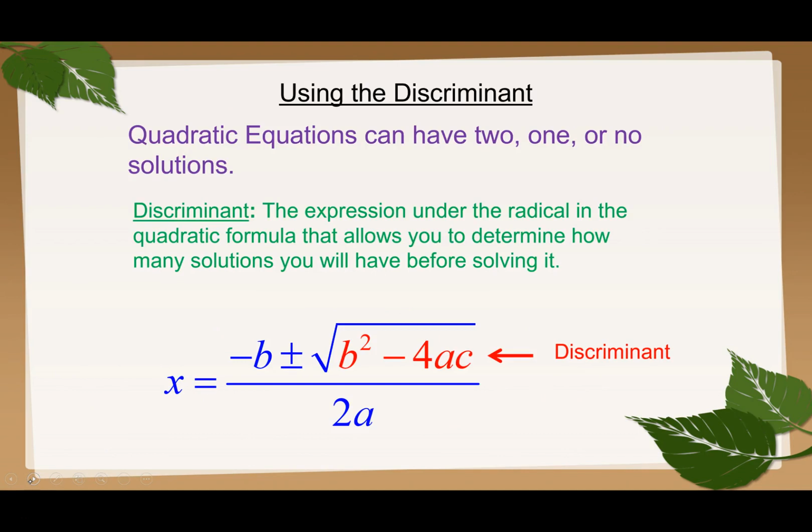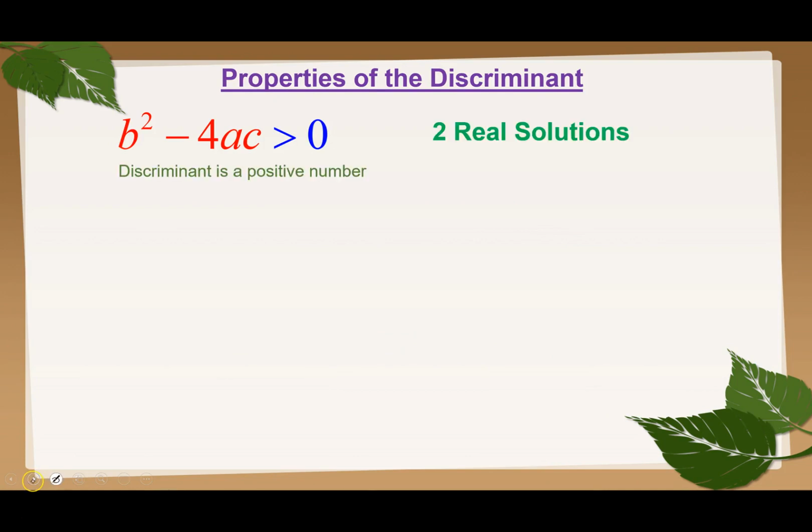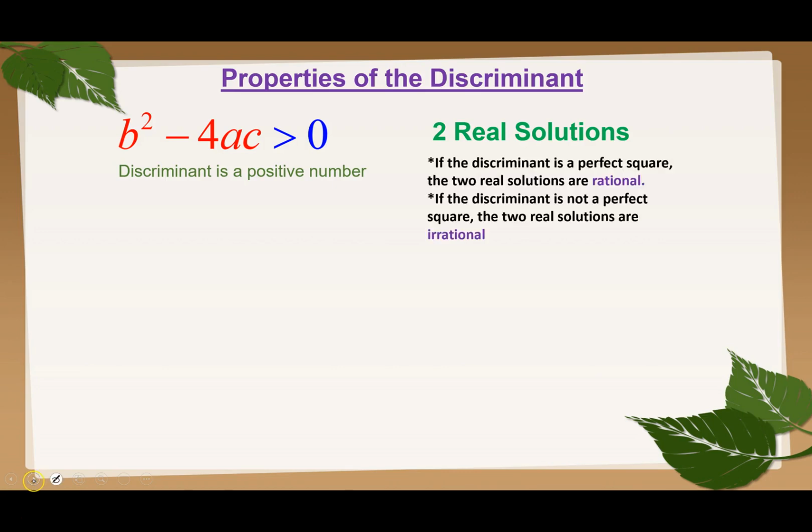All right, the discriminant is going to be that red portion right there. It does not include the square root, it just includes what is under the square root, or b squared minus 4ac. Here are the properties of a discriminant. If the discriminant is positive, then you know that there's 2 real solutions. Just like what I showed you with the square root of 36, or 36 is positive, so we know we're going to get 2 real solutions.